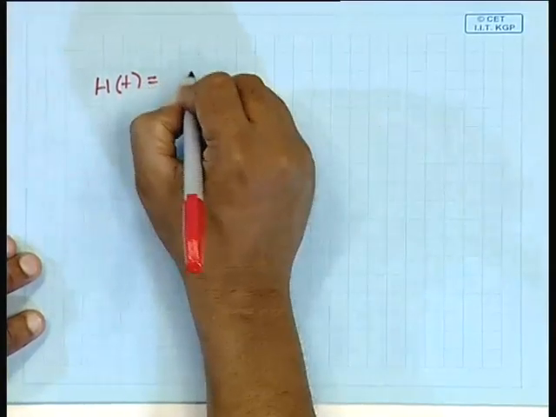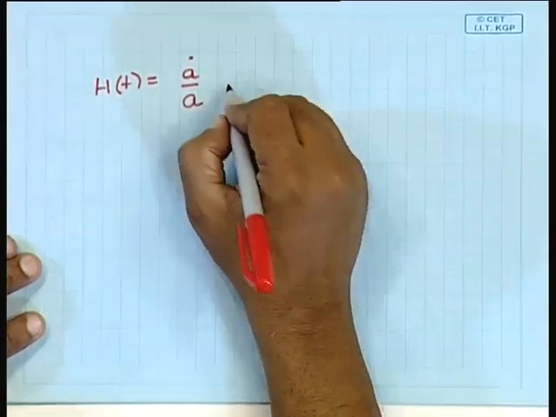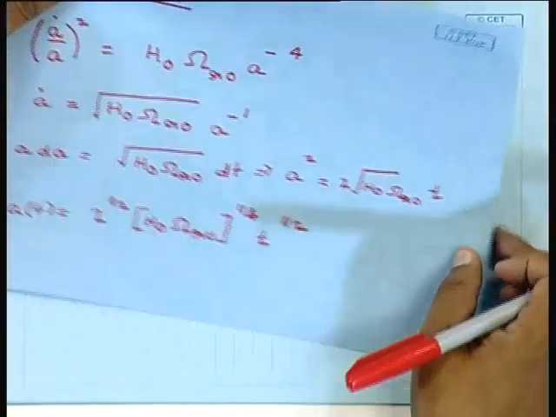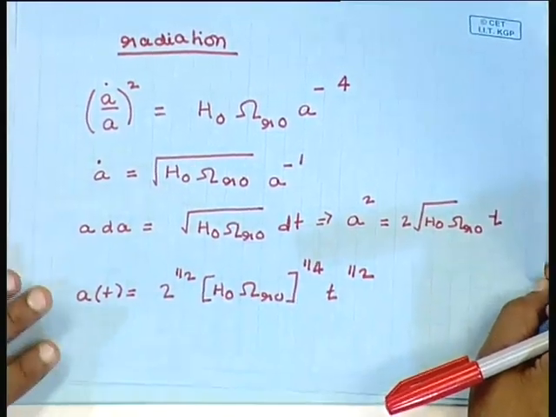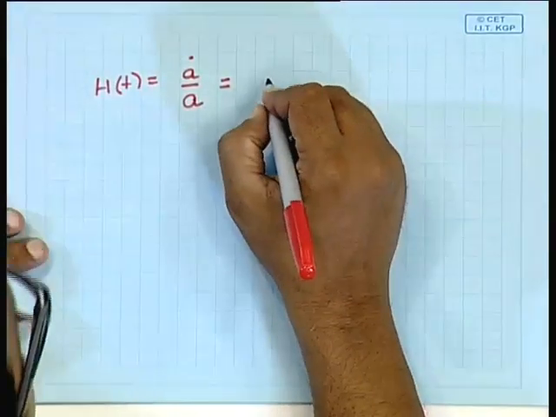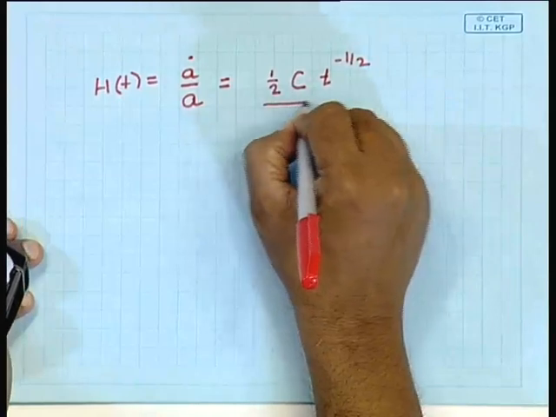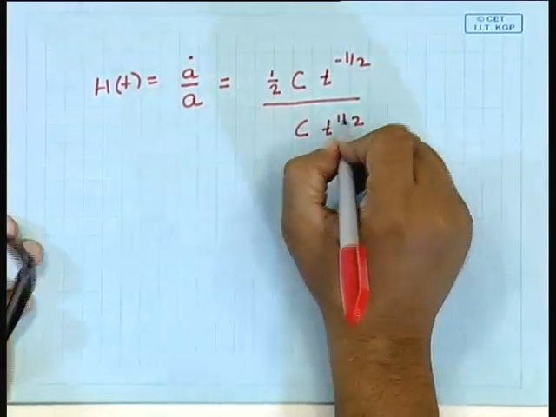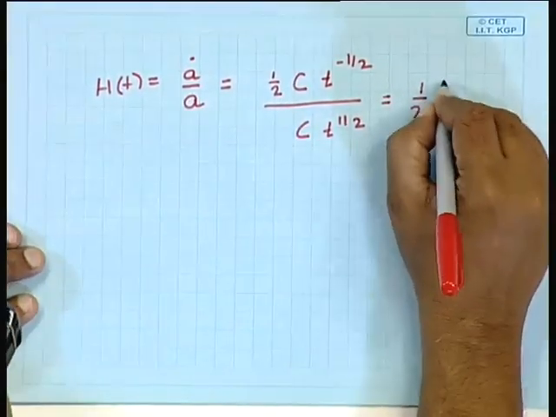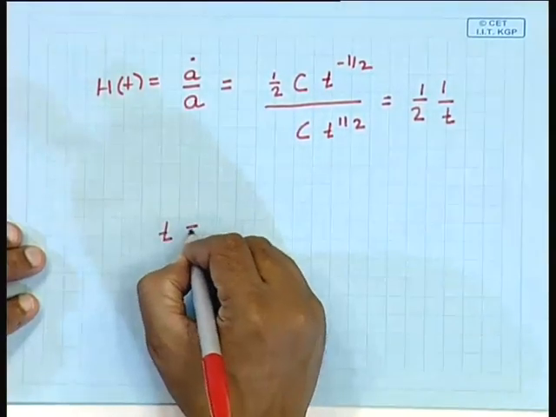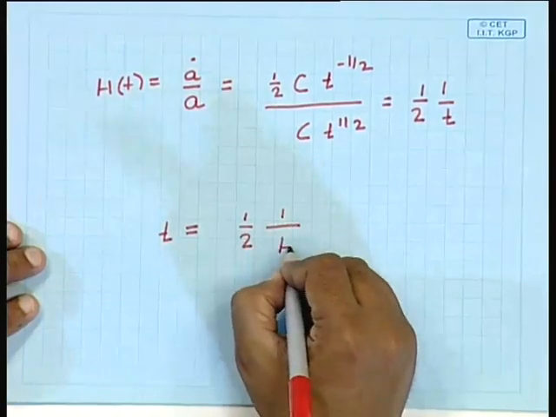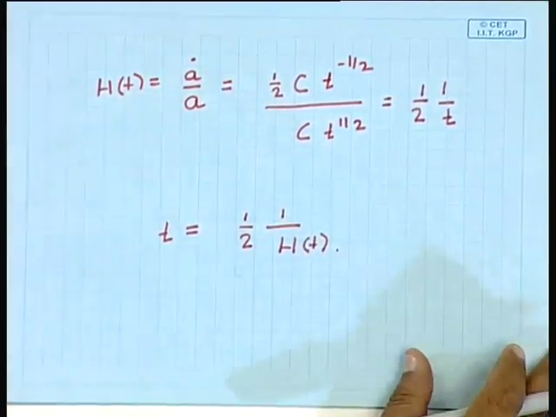Now, let us work out the Hubble parameter. How does the Hubble parameter scale with time in this particular cosmological situation where the universe is radiation dominated? The Hubble parameter H of t is A dot by A, and A is a constant into t to the power half. So, when I differentiate this, I will get half times that constant which I am calling c, t to the power minus half, divided by c into t to the power half. I am writing A as c into t to the power half. Finally, I have the fact that the Hubble parameter is half of 1 by t, or t, the age of the universe, is half the inverse of the Hubble parameter. So, this is the radiation dominated model.